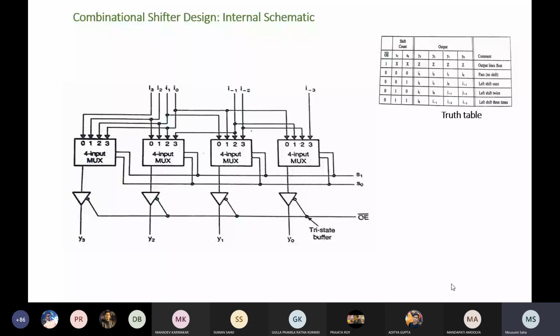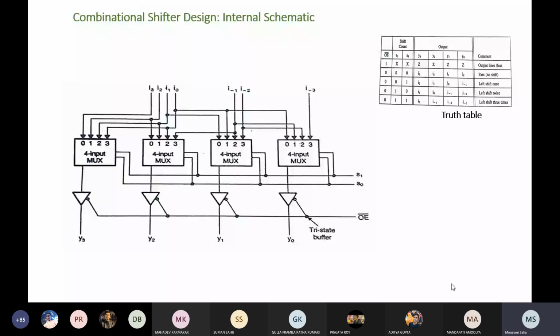On that moment, you want to get the values Y3, Y2, Y1, Y0 equal to I3, I2, I1, I0. That means you don't want to do any shifting operation. For that reason, whatever the inputs, that will be the outputs, and that is controlled by the output enable bar. This is a tri-state buffer circuit, so depending on the enable line, it will give the output values. Now for S1, S0 equals 0, 1.